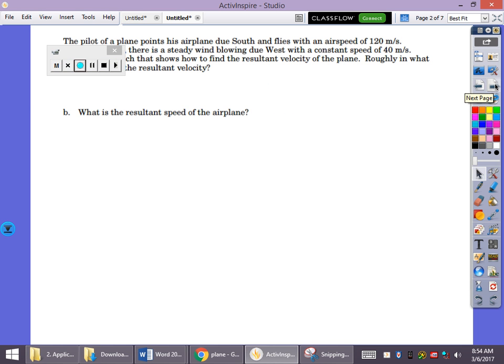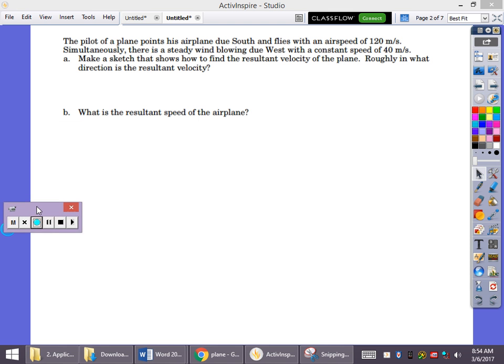The first problem: the pilot of a plane points his plane due south. First thing, you need to make sure that you know your compass direction. These initial problems are going to be very simple. They would either be north, south, southwest, northeast, those types of things. The next ones that we move to will be slightly different, but I will try to make them as easy as possible too. So I have an airplane that points south.